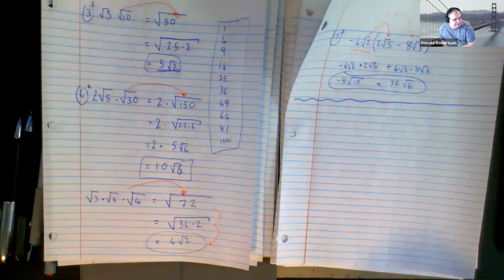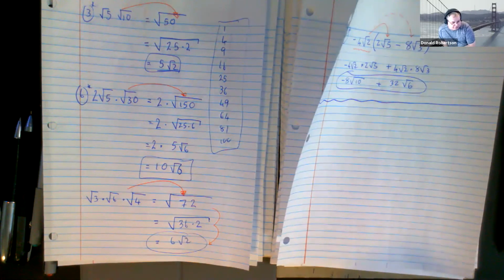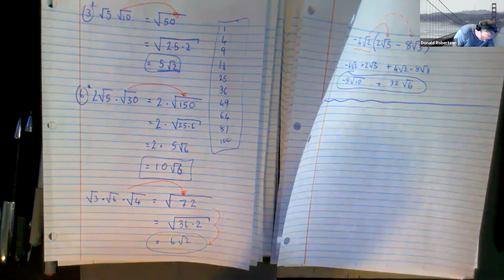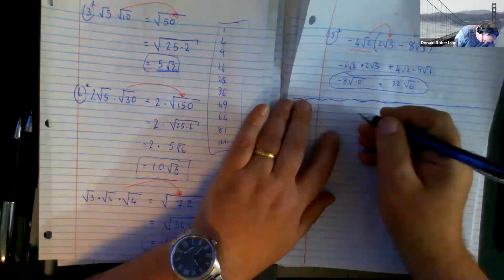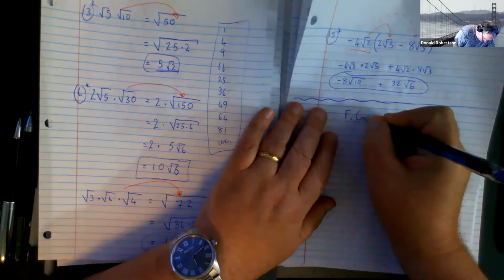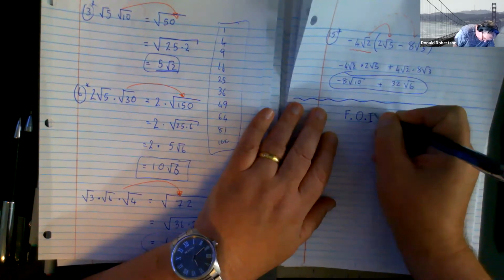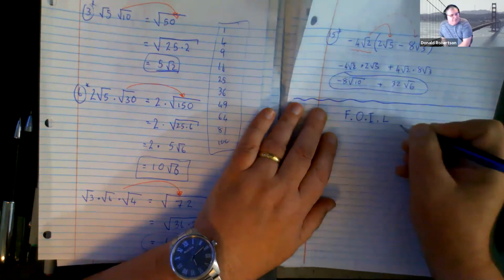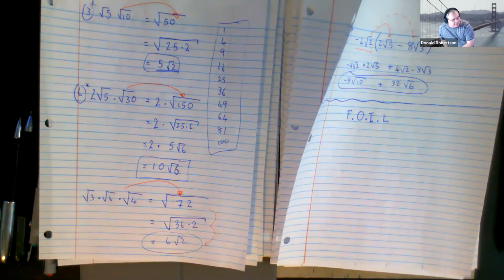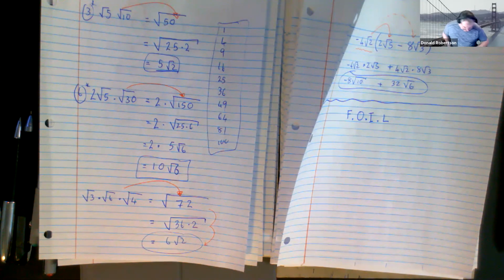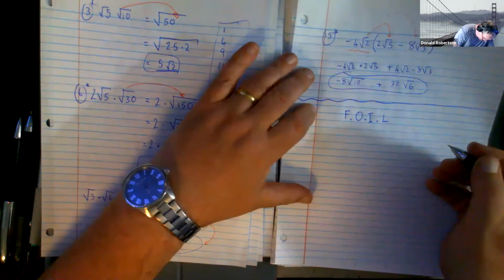I hope that's enough of the distributive law, or do you want to see more? We're good, okay. So the last fellow we're going to look at is called FOIL. Can you remember first, outer, inner, and last? Remember a little mnemonic to help you do it. I'm going to do it with just algebra.